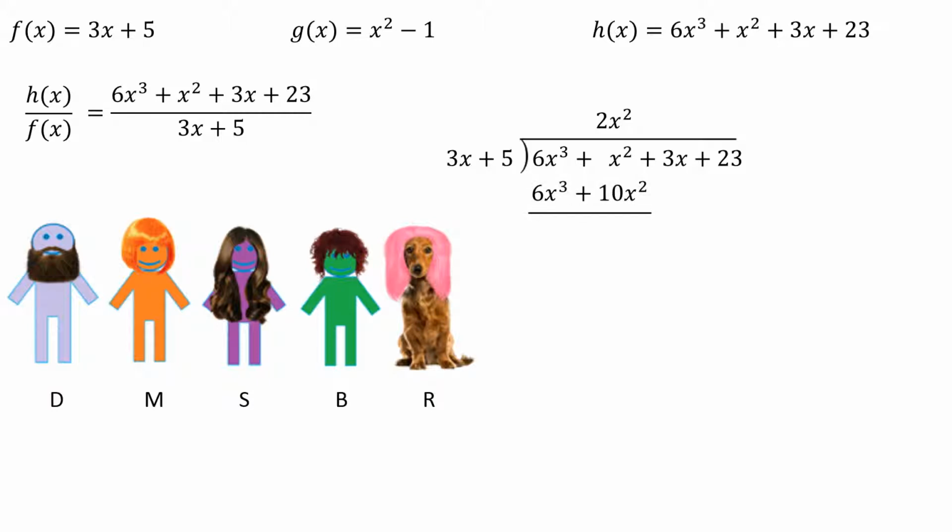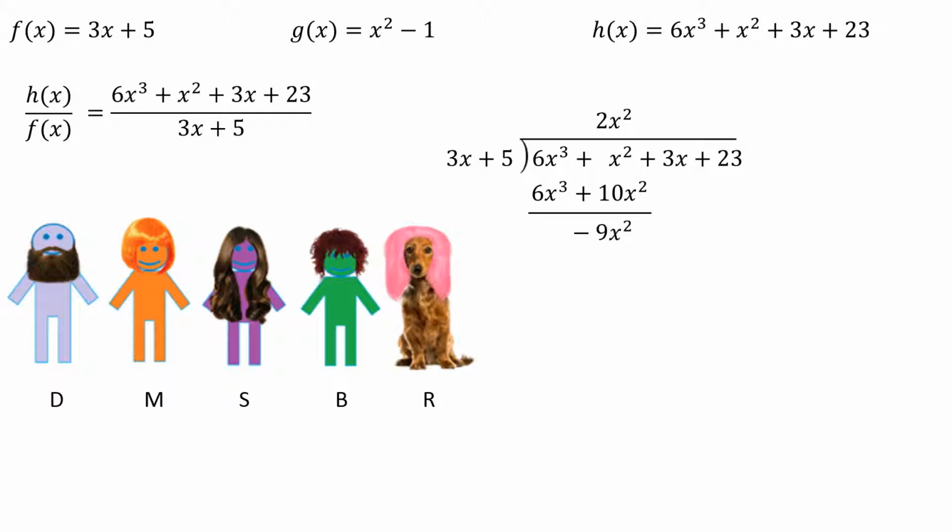3x times 2x squared gets 6x to the third power. And then 5 times 2x squared is 10x squared. Sister tells us subtract. Of course, 6x to the third minus 6x to the third is 0. And then x squared, subtract 10x squared, comes out as negative 9x squared. Notice I didn't add those, right? I didn't do x squared plus 10x squared and get 11x squared. No. It's x squared minus that positive 10x squared. 1 subtract 10 is negative 9.